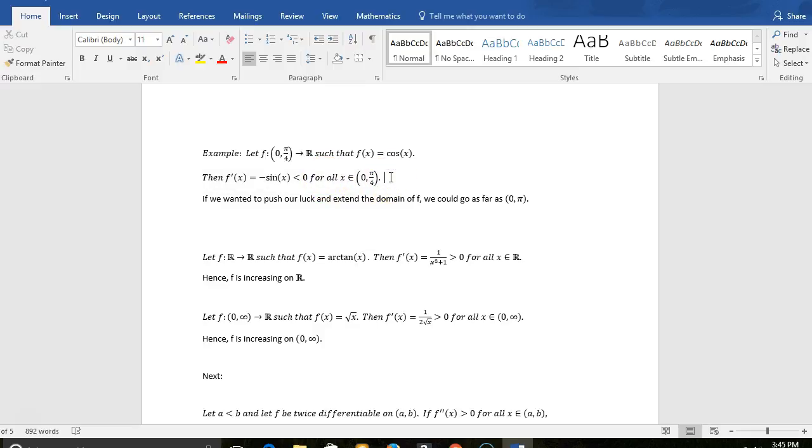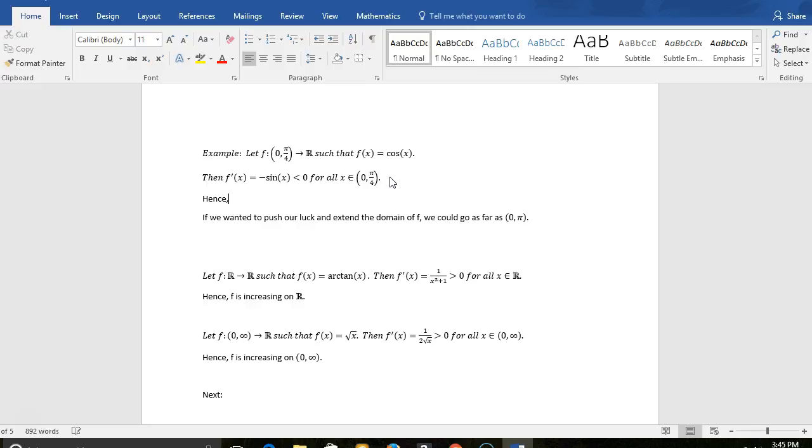I need to put the result, don't I? Hence, we are decreasing on this open interval. Sorry guys, I forgot to write the main result down, and I need to save this in the editing. I forgot to write the heart and soul result that we were looking for. So the whole point of this is we're decreasing on the open interval 0 to pi quarter.